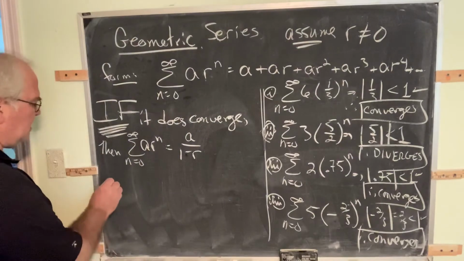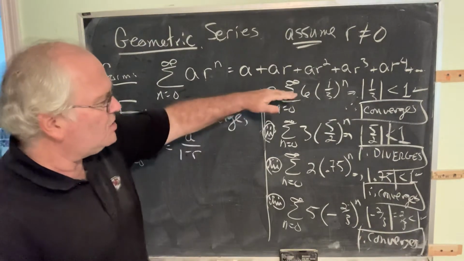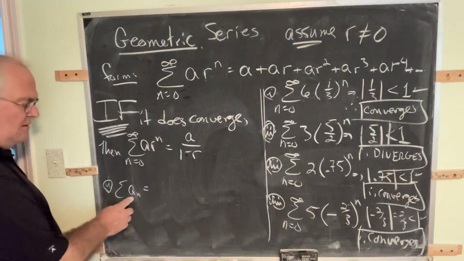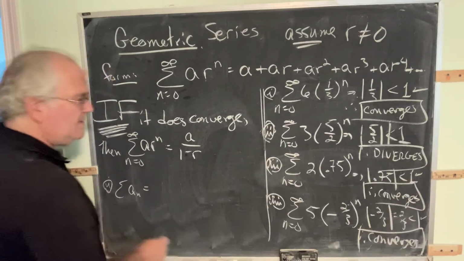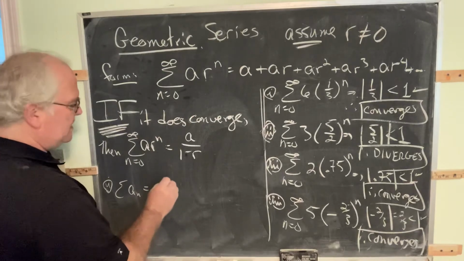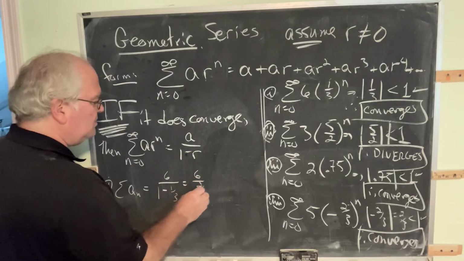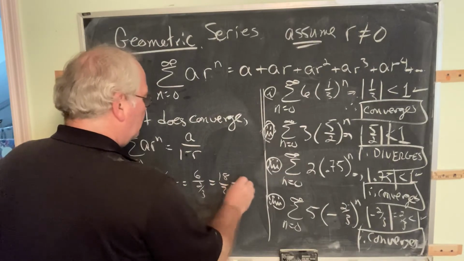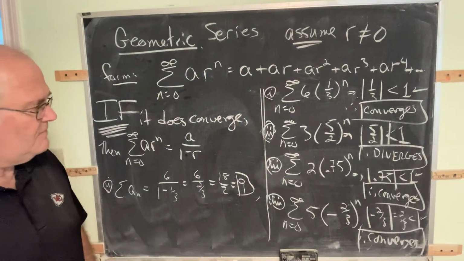So in each of these cases, number 1, this does converge. If it does converge, then we can find the sum. I'm just going to abbreviate here instead of using the whole thing. In our case, A is 6 and R is 1/3, so the sum is 6 over 1 minus 1/3, which is 6 over 2/3. You have to do a complex fraction. That's 18/2, which is 9. So this converges. The sum is equal to 9.